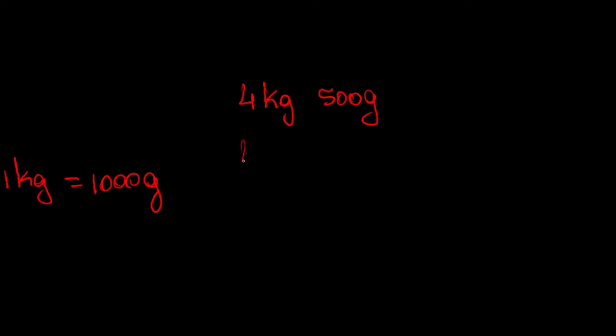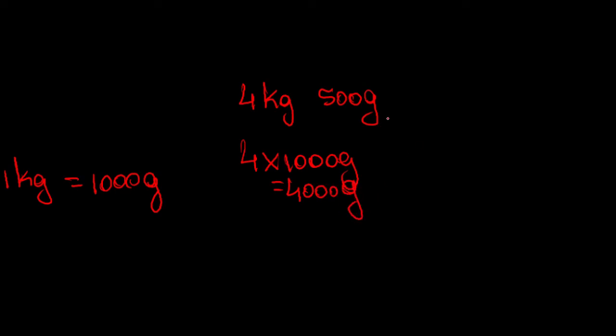First we have 4 kg 500 grams. Now here 500 we can add at last because it's already in grams. Now we know that 1 kg is equal to 1000 grams. Then 4 kg will be equal to 4 into 1000 grams, which is 4000 grams. Now we got 4 kg in grams.